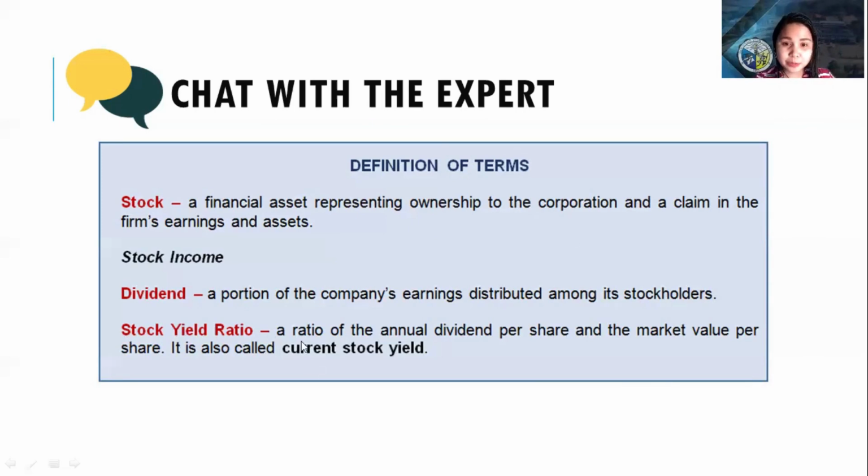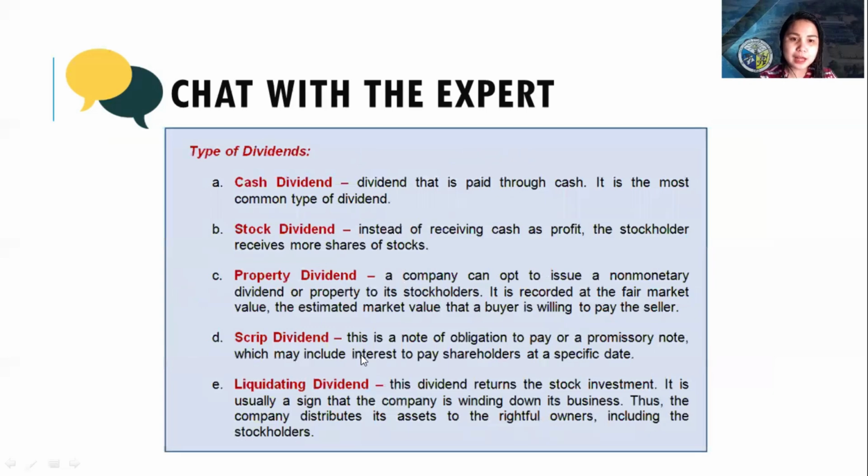Another is the stock yield ratio. It's the ratio of the annual dividend per share divided by the market value per share. It's also called the current stock yield. Let's have some examples as for some different types of dividends. The first type of dividend is the cash dividend. It's the most common. I told you a while ago that if the company sells 1 million and there are 1 million share stocks being held by the company, then you will be paid 1 peso dividend per share. That is cash dividend.